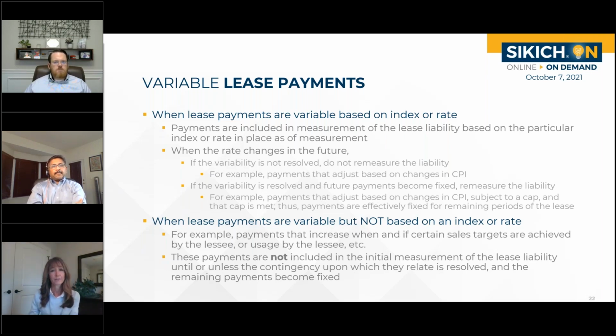How you account for future changes in the index or rate depends on whether the variability in that rate is resolved. So if you have a contract that specifies that lease payments will simply adjust based on a benchmark rate, variability won't be resolved during the lease term. And in this case, the lease liability would not be remeasured in future periods of the lease.